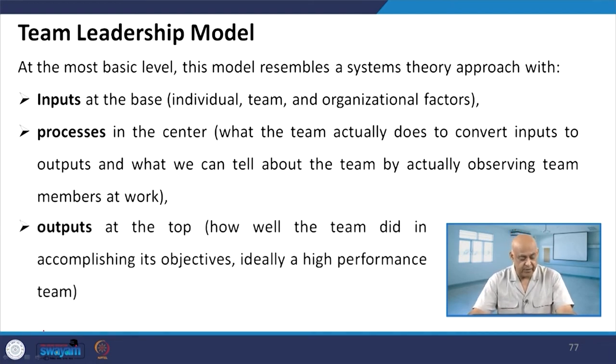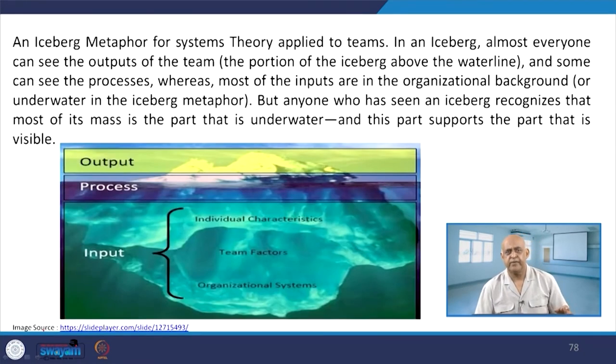we have to make the relationship between the input and process, as a result of which you will get the output. At the top, the output is how well the team did in accomplishing its objective, ideally a high performance team. Whether you are able to achieve that output or not will depend on the organization. If they are able to accomplish the objectives, and ideally a high performance team is there, then definitely the outputs are achieved and the team performance has been successful. So in the input, process and output, it is very important that the individual, team and organization are all working together toward the common goal.